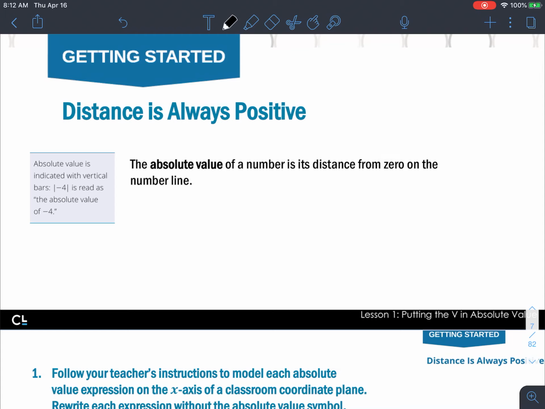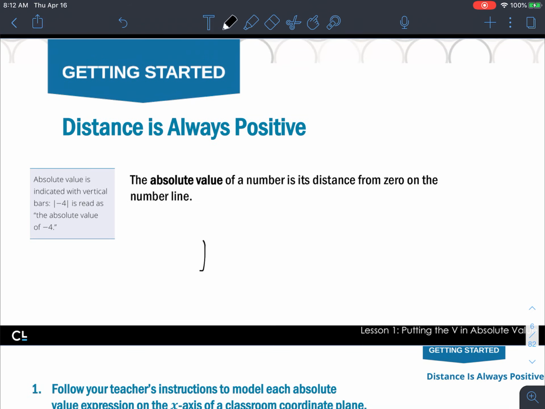Yes. All right, so getting started, distance is always positive. So the absolute value of a number is its distance from 0 on the number line. Absolute value is indicated with vertical bars, so anything with a number like this reads as the absolute value, okay? So -4 is read as the absolute value of -4. So this would be the absolute value of 2, -2, and all that.